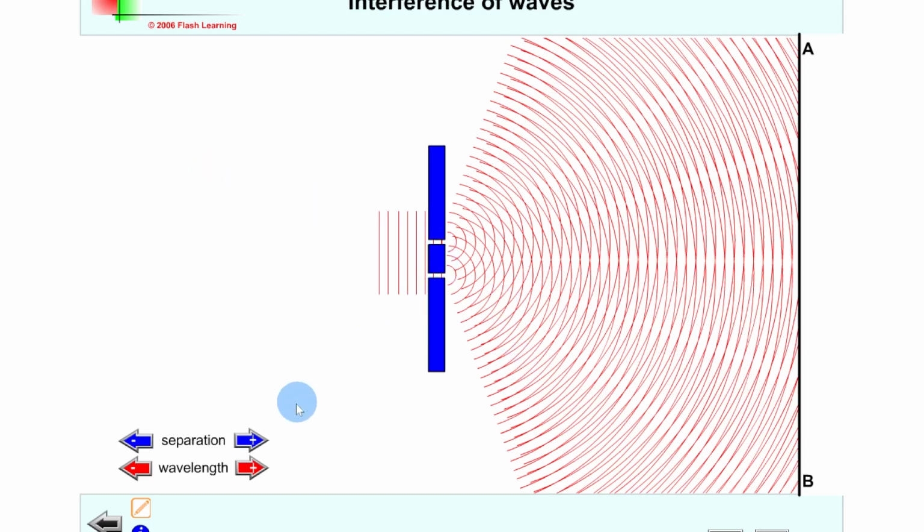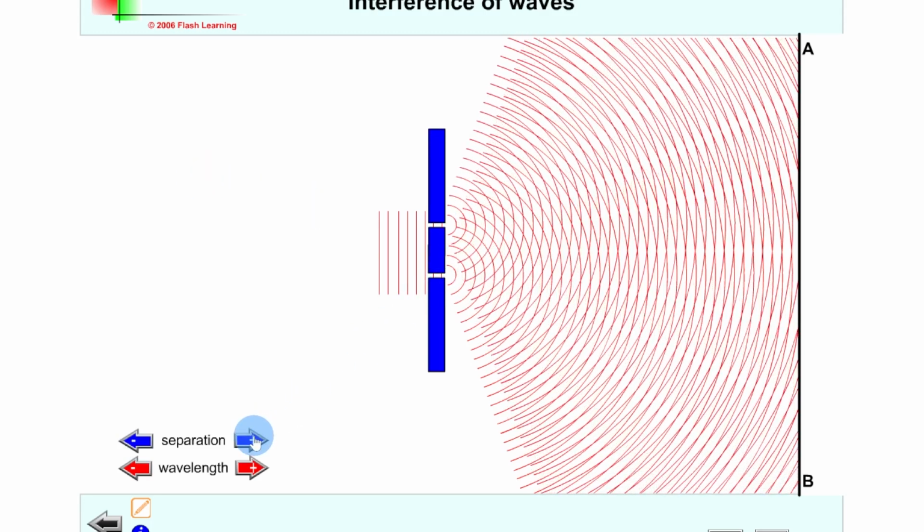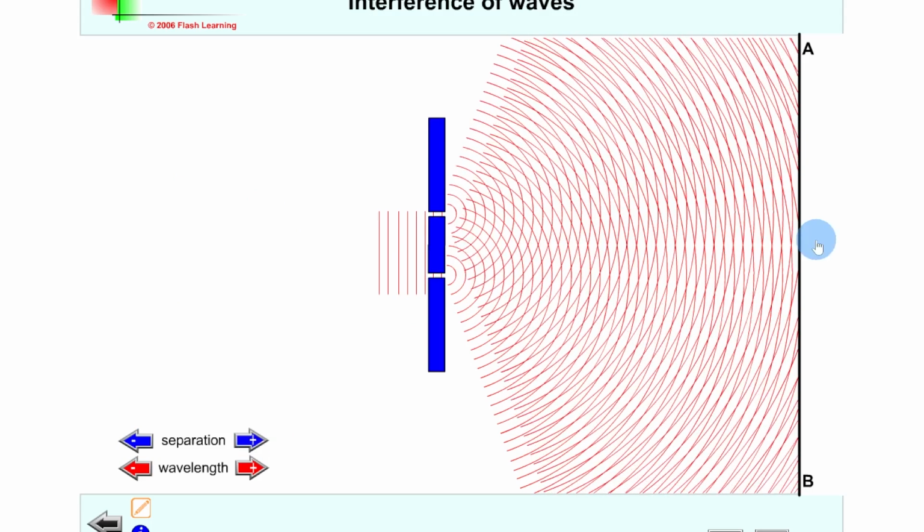So if we now increase the slit separation, notice how the fringes get all bunched up or closer together. And we can think about that relationship again. Sine theta is directly proportional to 1 over d. So because we've increased little d here, then we've decreased sine theta and therefore decreased the fringe spacing.